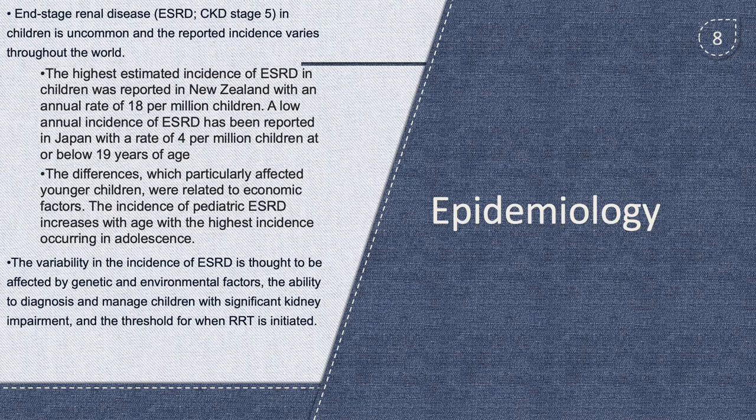The incidence of pediatric end-stage renal disease increases with age, with the highest incidence occurring in adolescence. The variability in the incidence is thought to be due to certain genetic and environmental factors, the ability to make the diagnosis, as well as to manage children with significant kidney impairment, and the threshold of when RRT, or renal replacement therapy, is initiated.